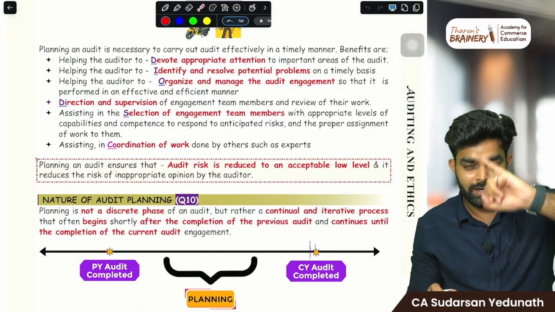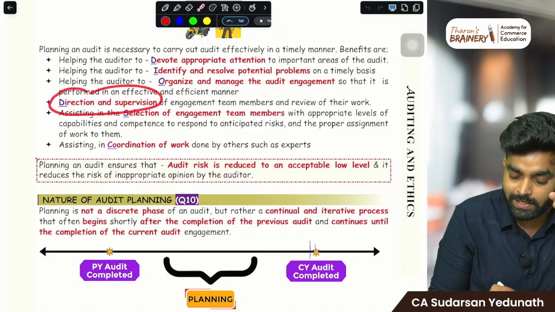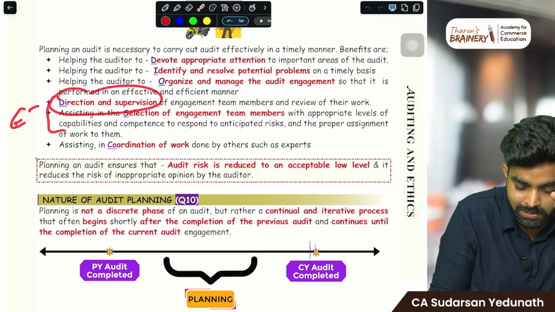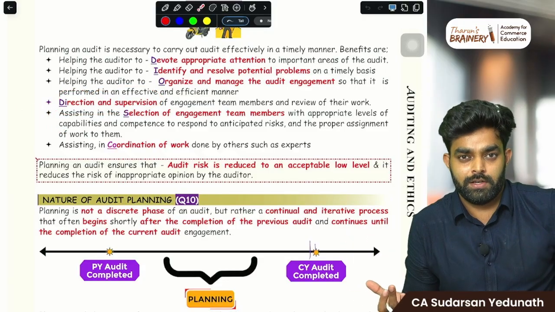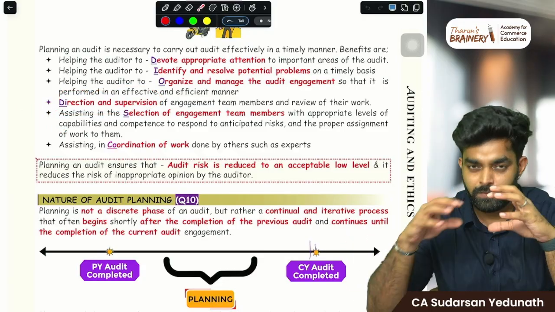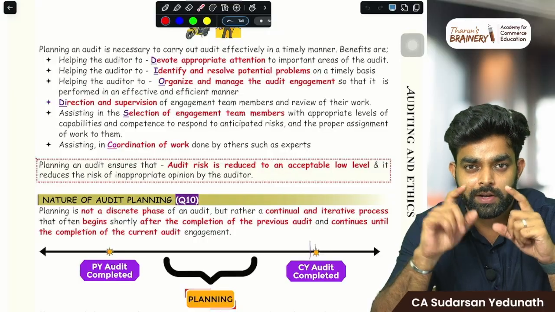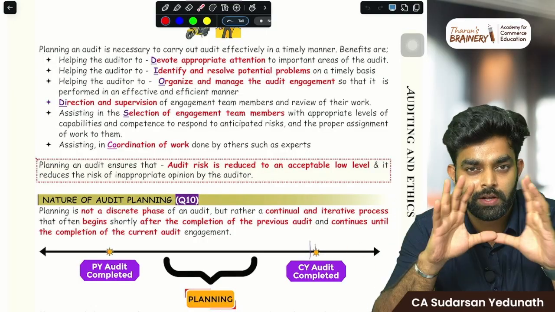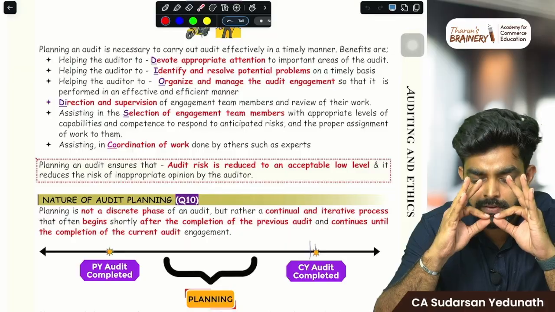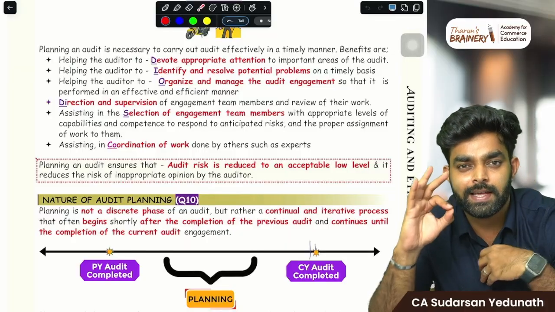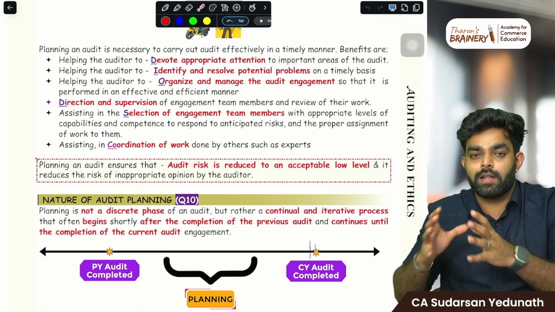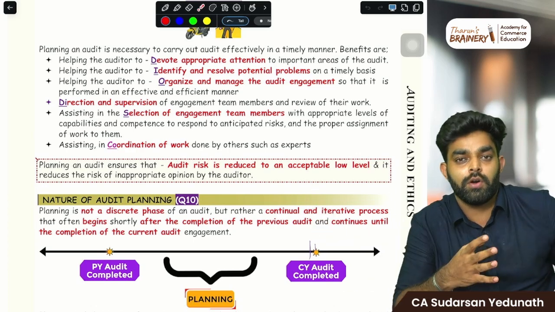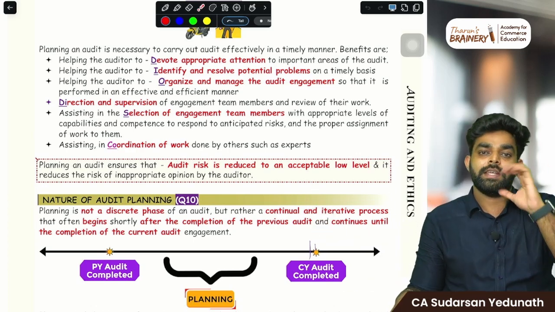DO DISCO, direct and supervise engagement team. These two topics are about engagement team members, because when you plan the audit, you know what to do in the audit, right? When you are planning the entire audit, how to do the audit, everything. So when you have a proper plan, you can easily select your engagement team. Engagement team means audit team. Who are the articles that you need along with you to do the audit? Selection of engagement team becomes easier.